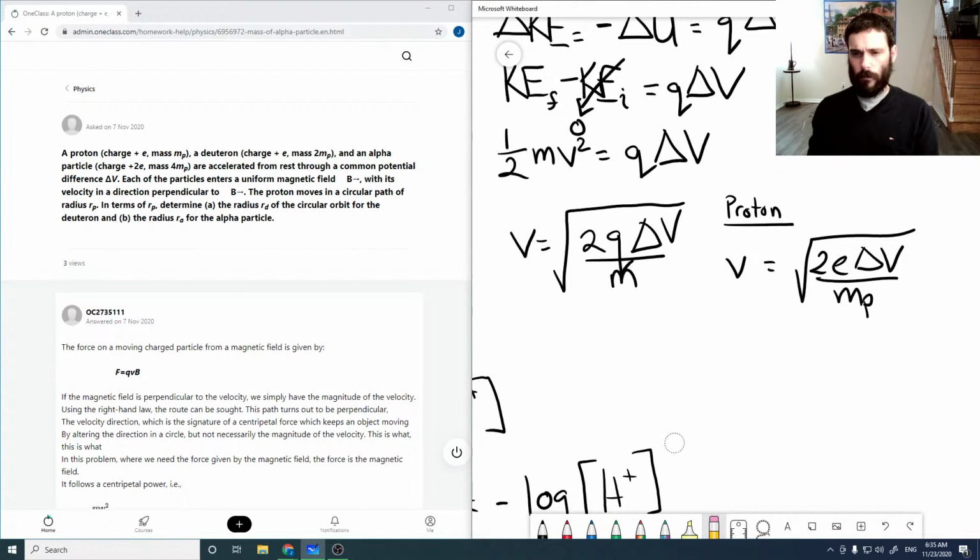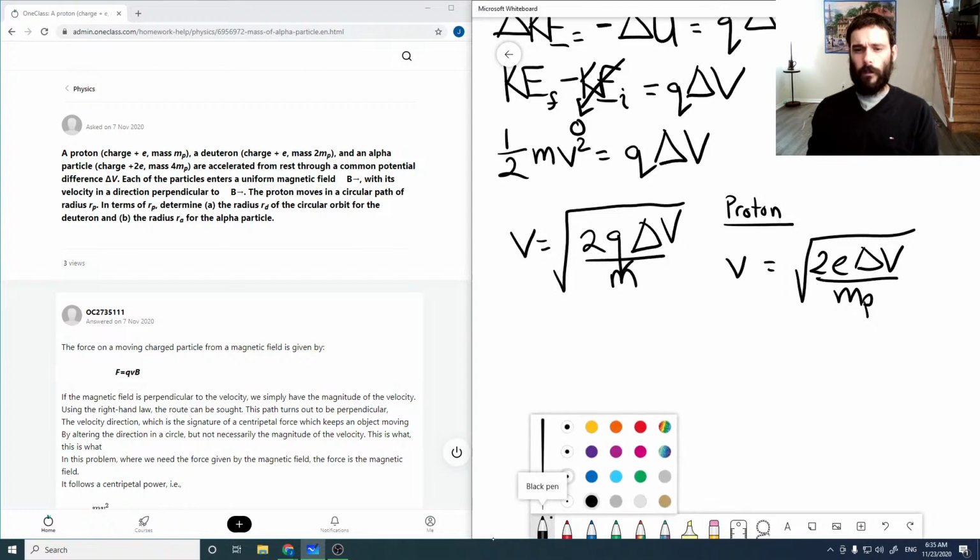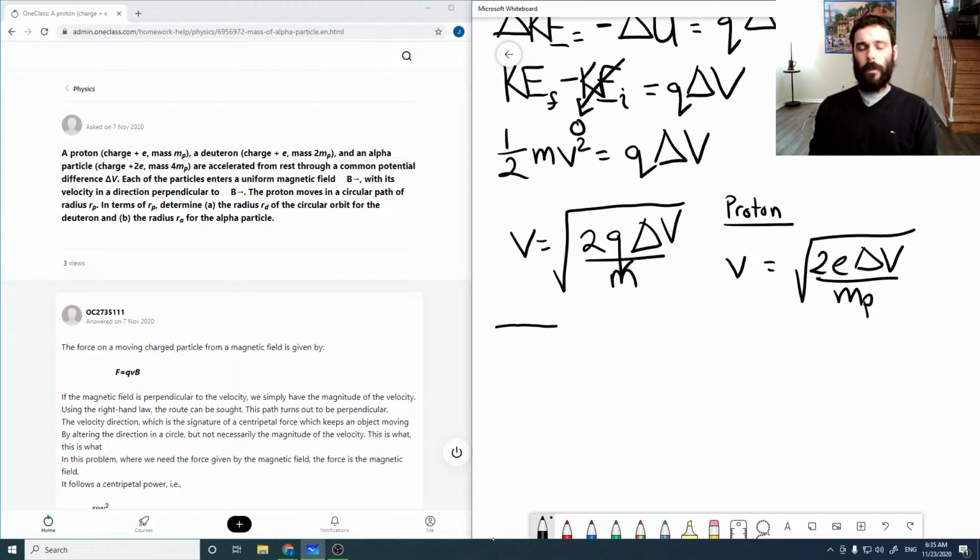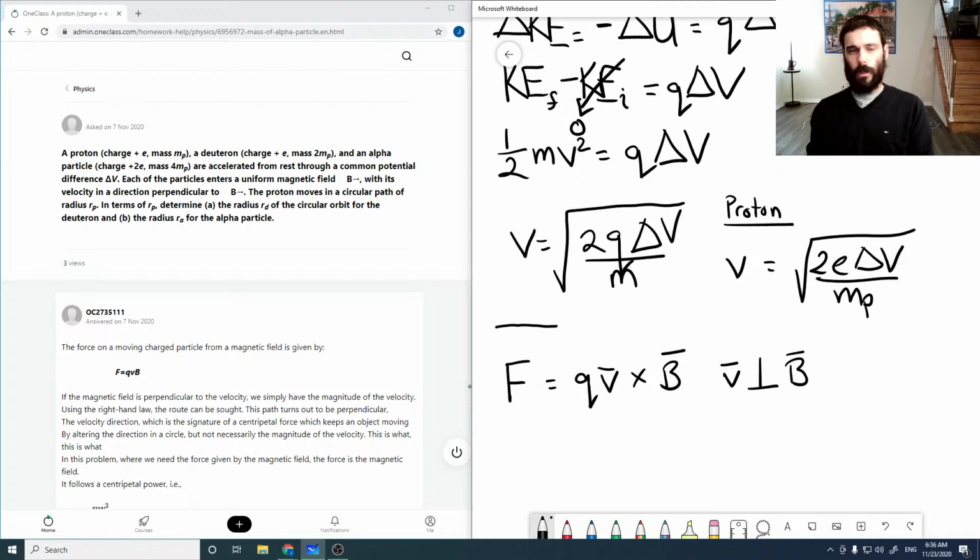So this is our velocity leaving our delta V region, prior to entering our B region. The force on a charged particle due to a magnetic field is qv cross B, which just means that, at least in this case, if v is perpendicular to B, which it is, the expression simplifies to just qvB.